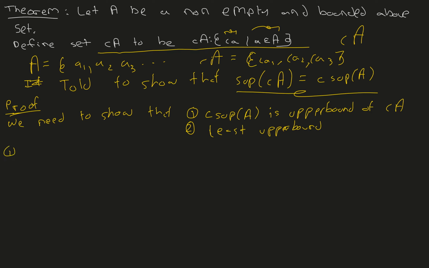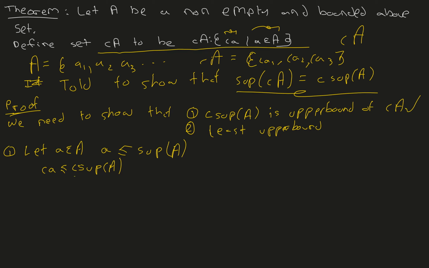So let's show part 1 first, that it's an upper bound. Let a be an element in A, and a is less than or equal to the supremum of A. Now we're just going to multiply both sides by C. So ca is less than or equal to C sup A. So now we get that C sup A is an upper bound of CA. So we've shown part 1.